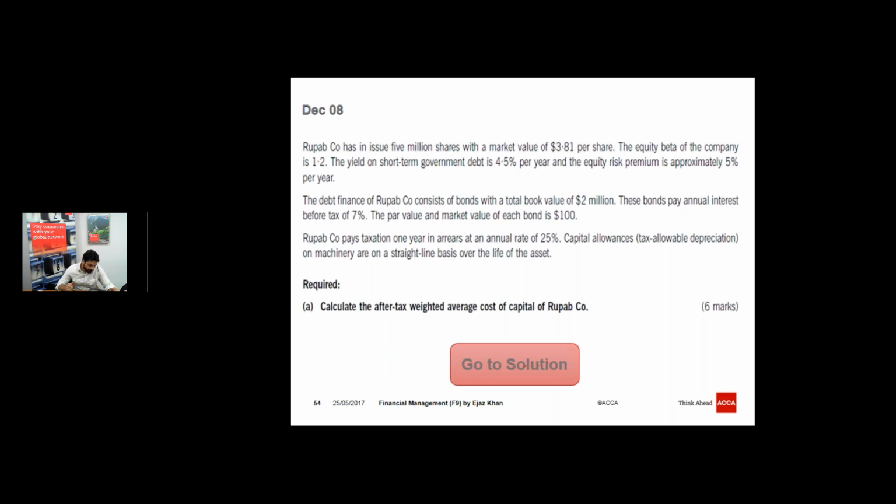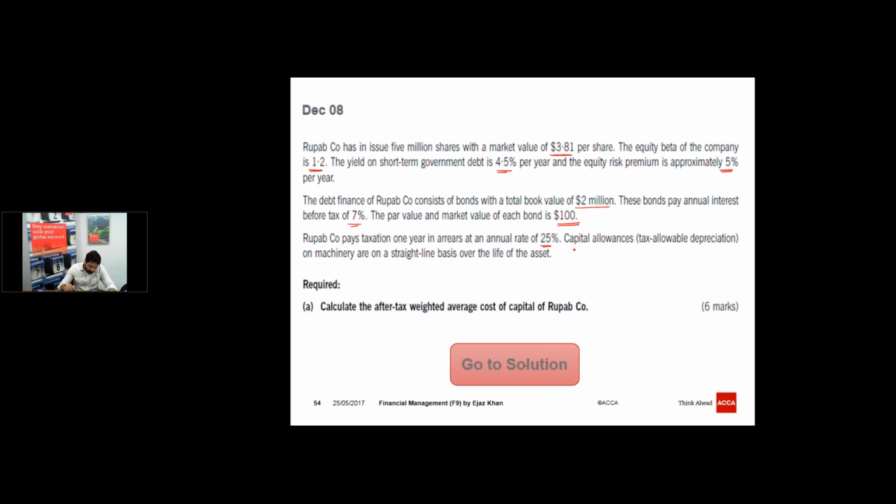Rupap Company has in issue 5 million shares with a market value of $3.81 per share. The equity beta of the company is 1.2. The yield on short-term government debts is 4.5% per year, and the equity risk premium is approximately 5% per year. The debt finance of Rupap Company consists of bonds with a total book value of $2 million. These bonds pay annual interest of 7%, before tax. The par value and the market value of each bond is $100. Rupap Company pays taxation 1 year in arrears at an annual rate of 25%. Capital allowances on machinery on a straight line. Okay, we don't have to do anything with this.